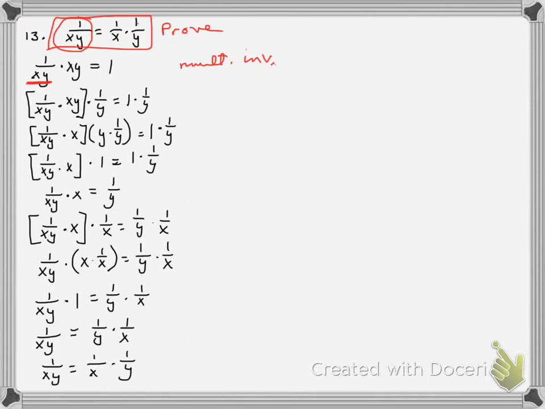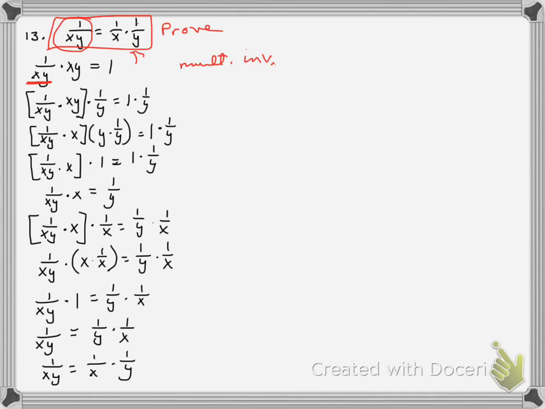Now, what I'm going to do now that I've got myself a true statement, and I begin with what's on the left side of the equation, I'm going to keep working steps till I can get the one on the right side instead to look like this up here: 1 over x times 1 over y.